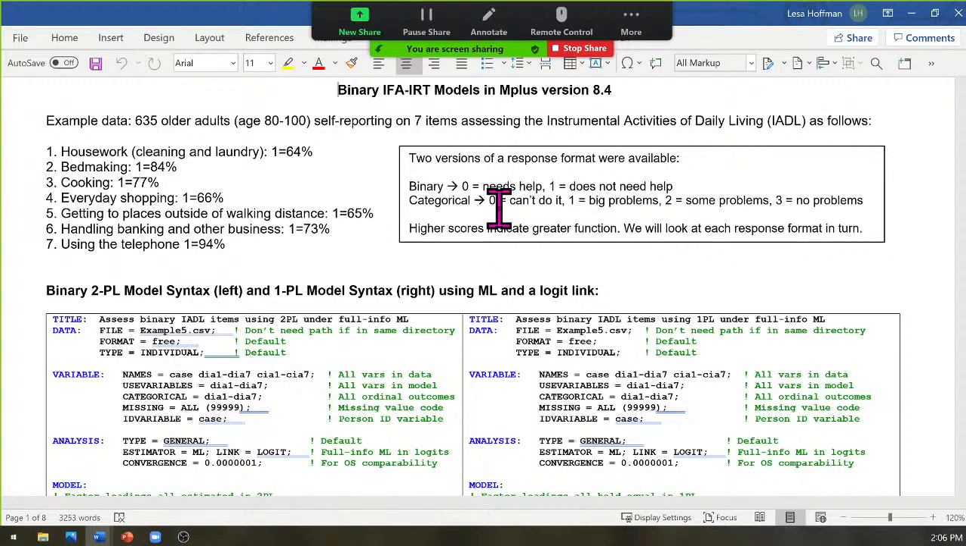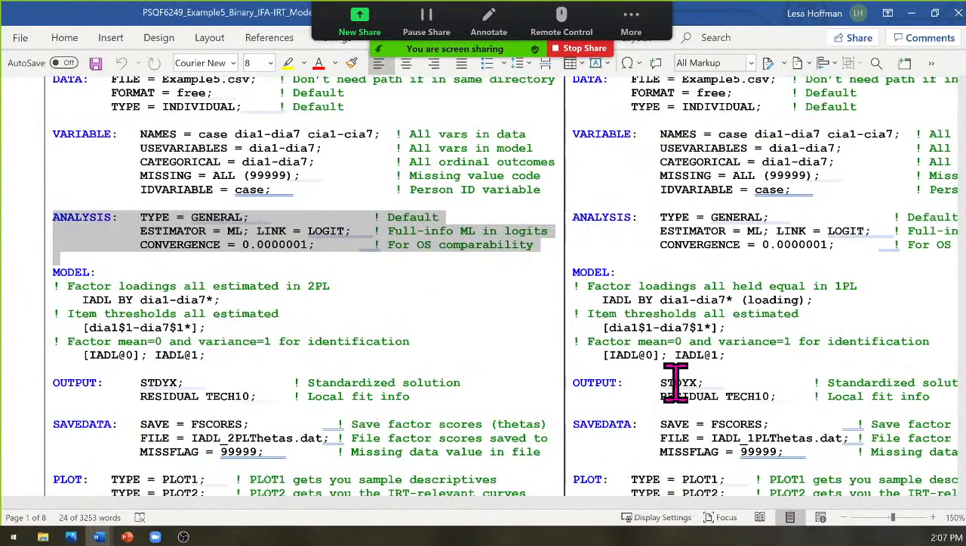Type equals general is something that you don't have to type. There's only a few instances in which it would be something other than general, so that's just an assumed default, but I have it here for completeness. It's estimator equals ML. That's the thing. So I'm on the first page of example 5 in the left-hand column. Estimator equals ML means that I am asking it to do full information marginal maximum likelihood.